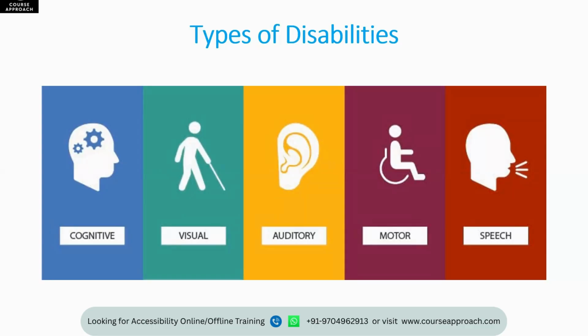Coming to visual impairment or visual disability, there are again different varieties: one person may be completely blind, or sometimes it will be color blindness, or sometimes half blind. Sometimes they have a lot of vision issues. All these kinds of disabilities come under visual disability. Coming to auditory, these are people who have difficulty hearing, so they fall under auditory. Again, there are different levels there.